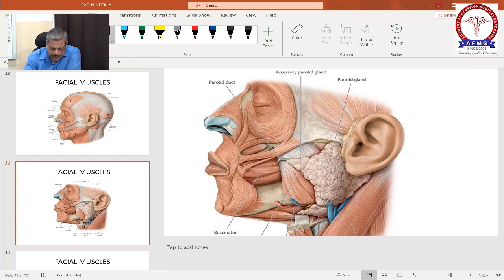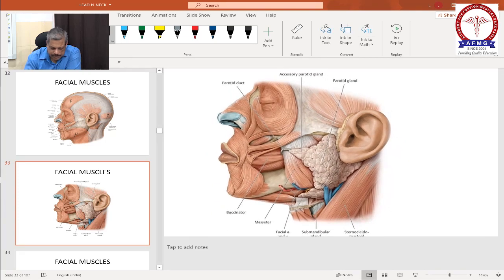Clear? This muscle is the masseter muscle. The masseter is a deep muscle of the face, which is a muscle of mastication. Now anteriorly, this is the buccinator muscle. So these two muscles, this is the buccinator and this is the orbicularis oris muscle. These are known as the muscles for whistling or blowing.